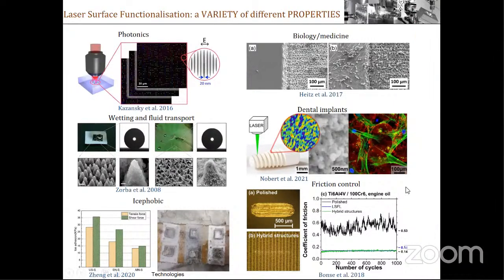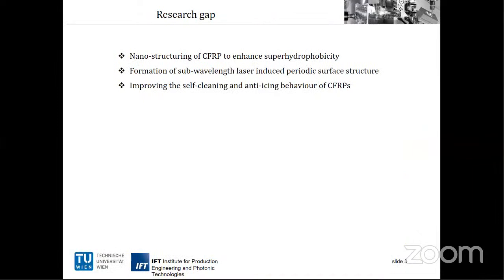Okay. Here I'm also talking about friction control. By generating different structures, we can also control the friction. Here we summarized a few things. What exactly we are going to do is generate a nanostructure on the CFRP surface by using an ultrafast laser. Our aim is first to enhance the superhydrophobicity, or in other words improve the hydrophobicity, so that it can remove water and also act as self-cleaning or, further, anti-icing.